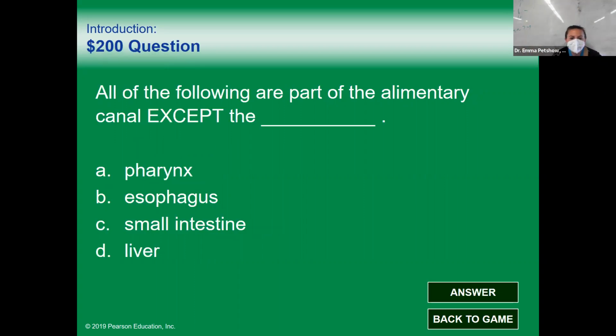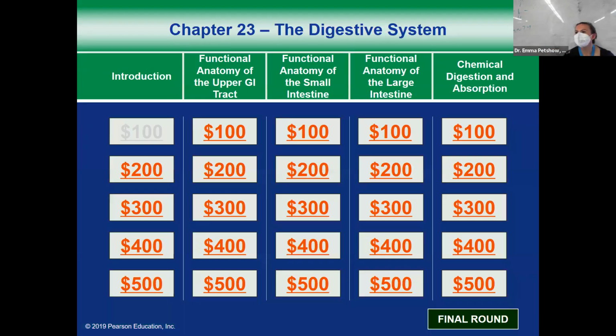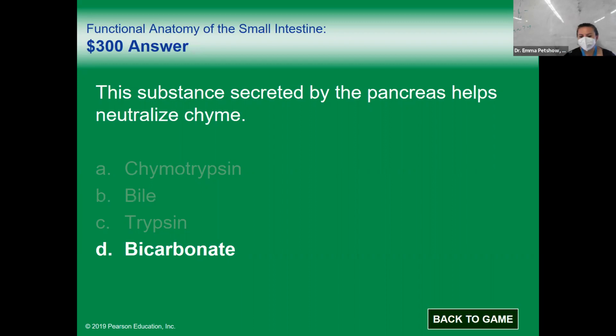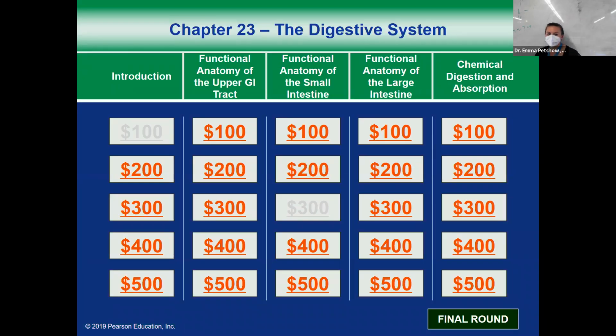All of the following are part of the alimentary. Oh wait, you didn't get to choose. Sorry, you choose now. I got so excited. What next? Woo. Okay, small intestine 3. The substance secreted by the pancreas that helps neutralize chyme: chymotrypsin, bile, trypsin, bicarb. What helps neutralize stuff? Yep, bicarb. When in doubt, if it says neutralize something, unless it's a bacteria you're neutralizing, bicarb is probably a good choice. What next?